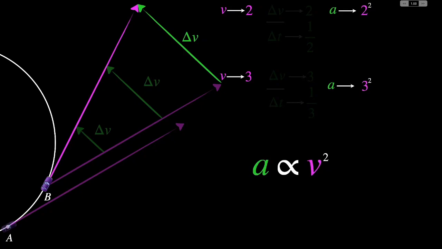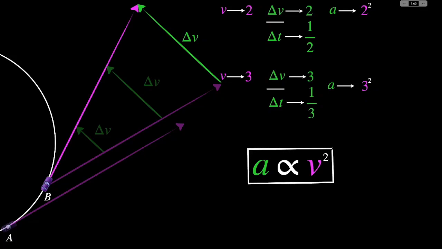And where is that square coming from? Well, when we increase the velocity by some amount, not only does the change in velocity increase by that same amount, but we also find that the time taken decreases by that same amount. These two factors combine together to give you that squared.